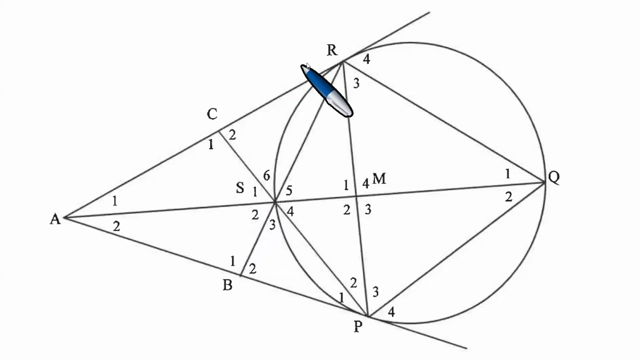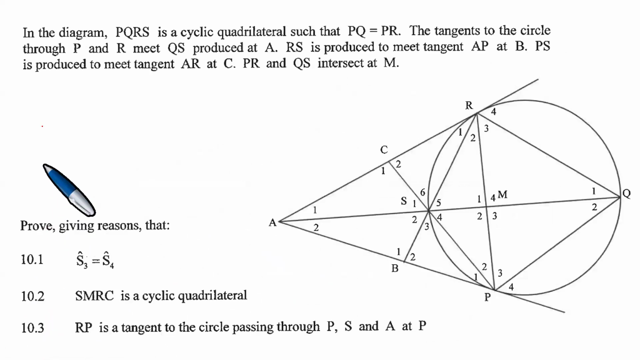Right, we have this particular Euclidean geometry question, and we shall proceed to answer a couple of questions that pertain to this second Euclidean geometry question. In the diagram, PQRS is a cyclic quadrilateral such that PQ equals PR. It has been given that the tangents to the circle through P and R meet QS produced at A. So QS has been produced and the tangents meet QS produced at the point A.